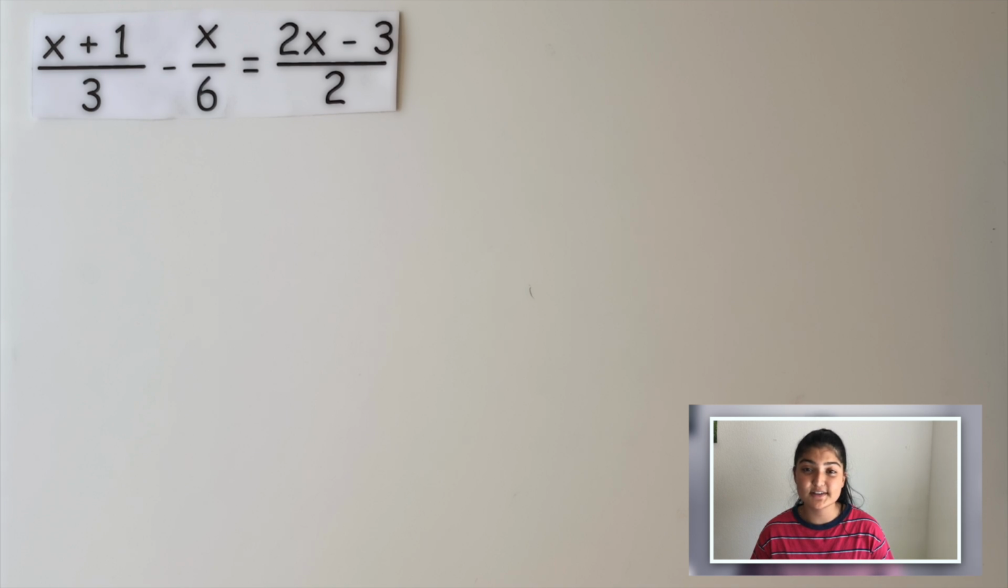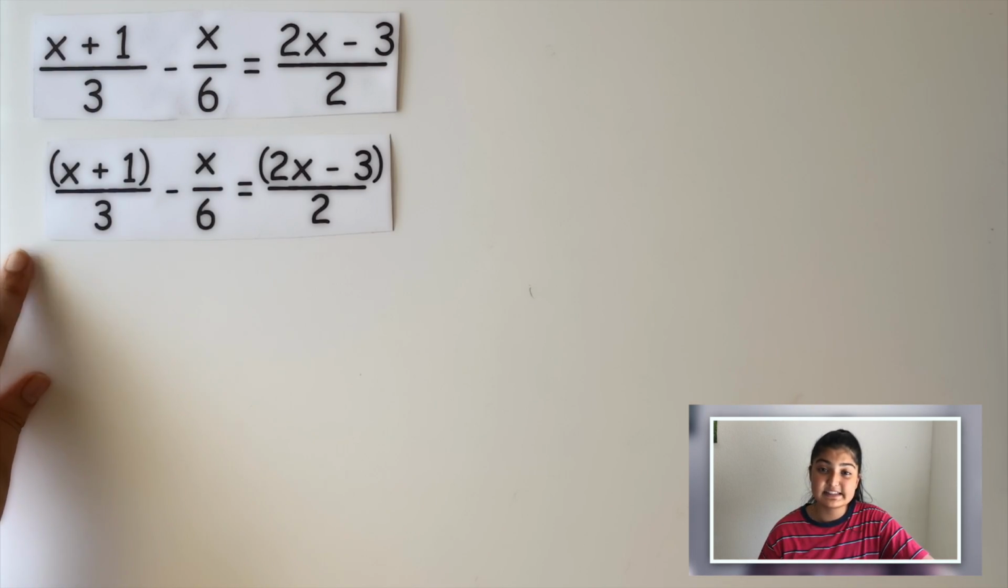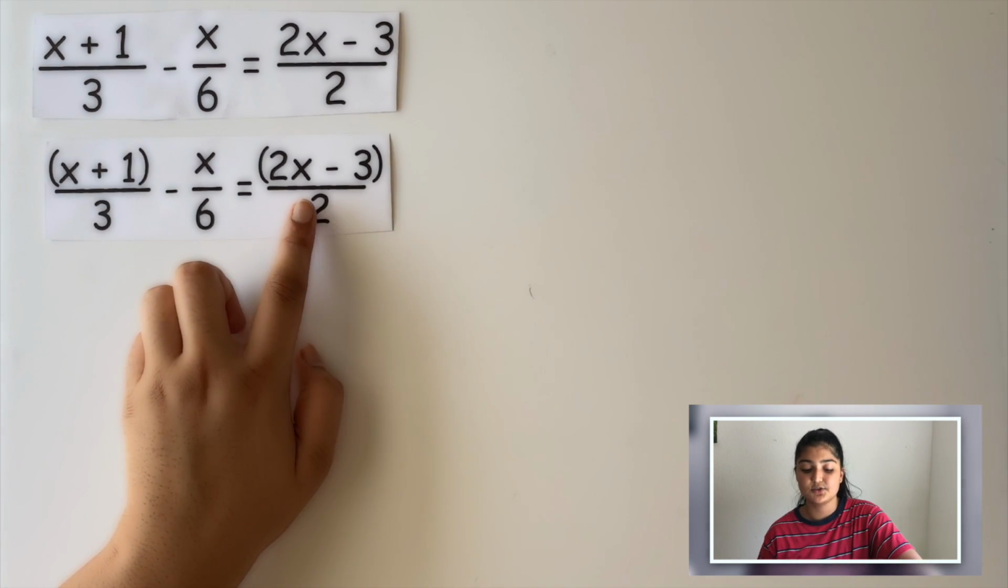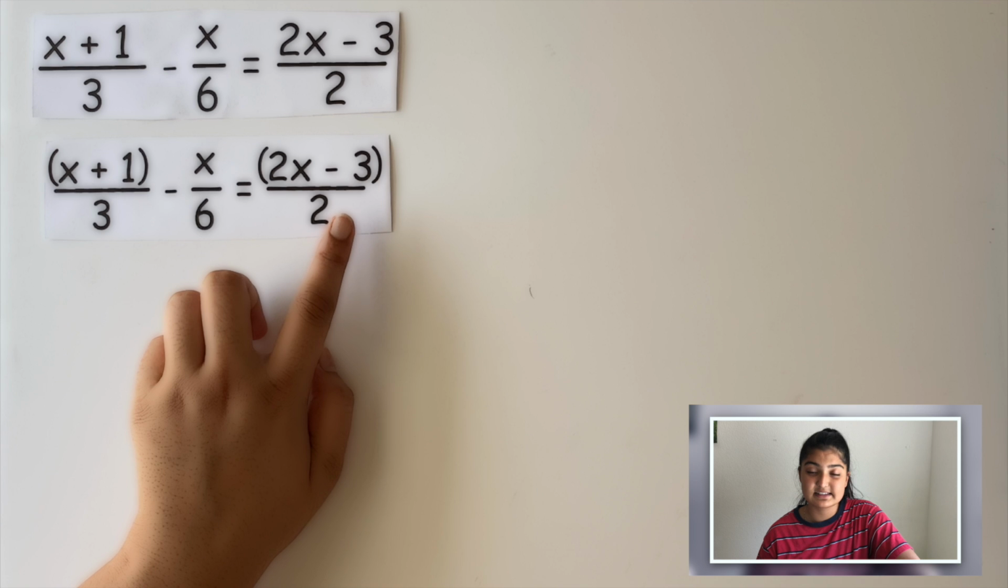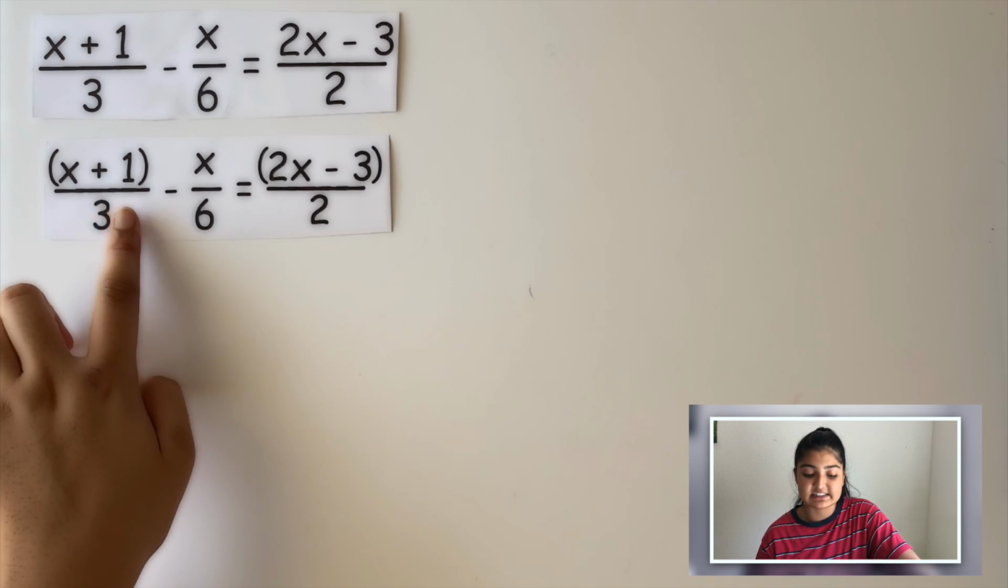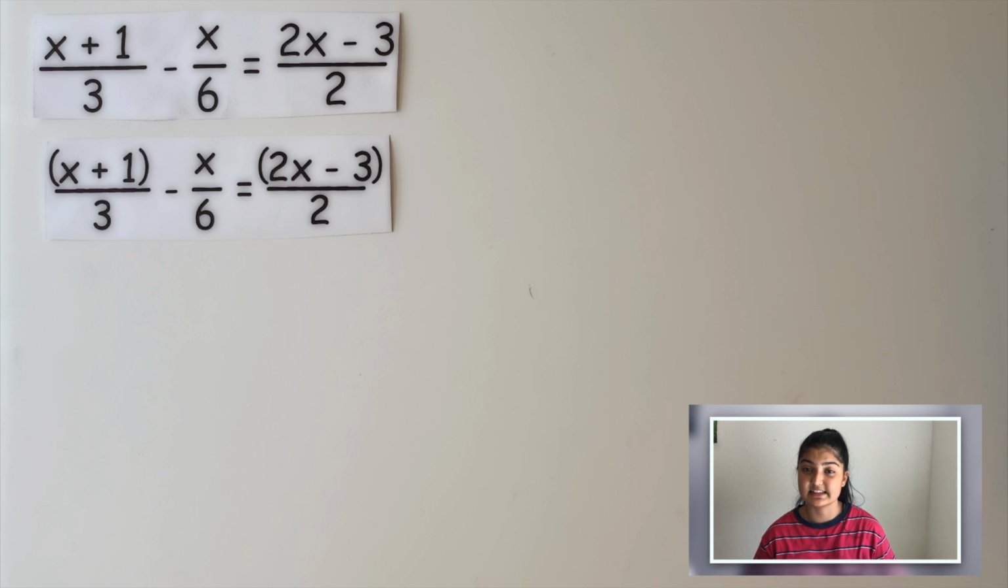Remember, the first step is to use parentheses. For this equation, we can place parentheses around x plus 1 and 2x minus 3, which tells us that we should consider whatever is inside the parentheses as a single unit.